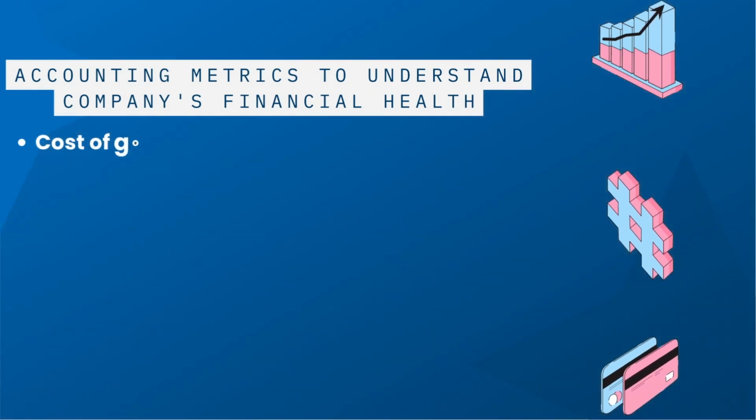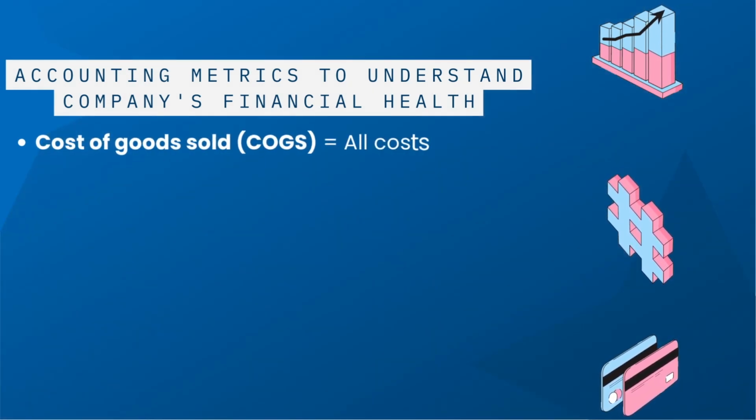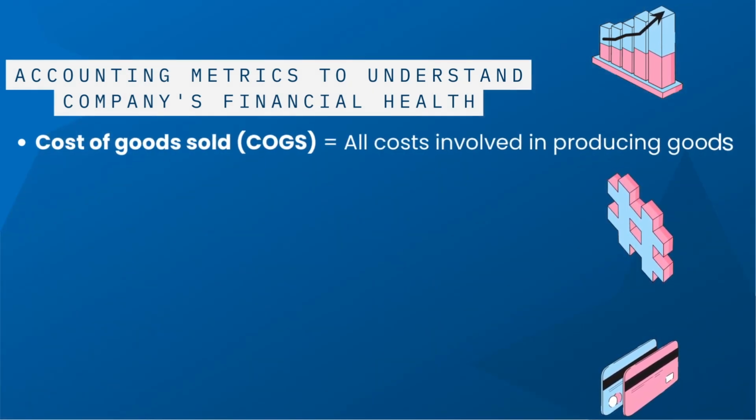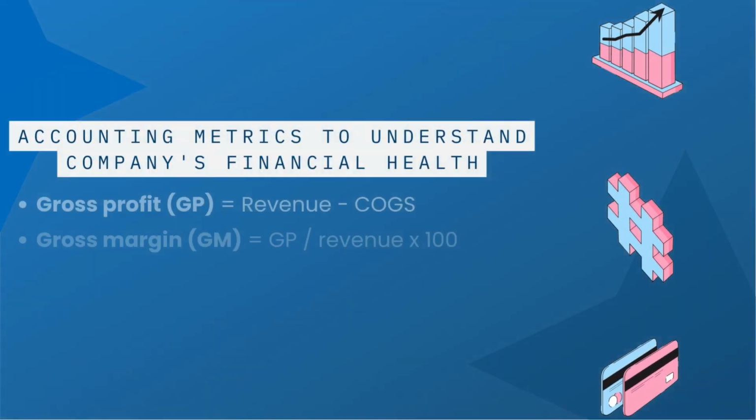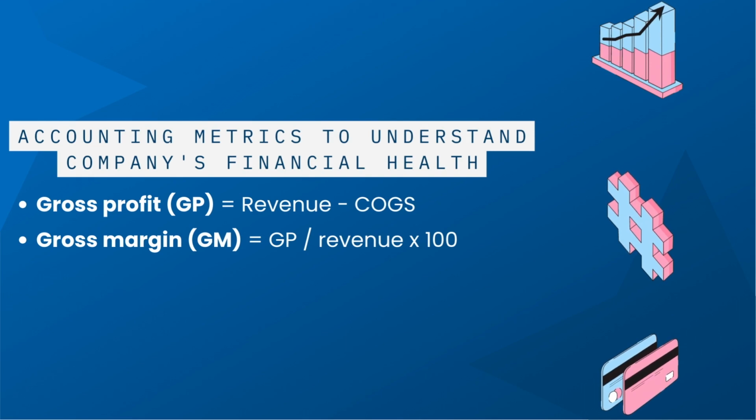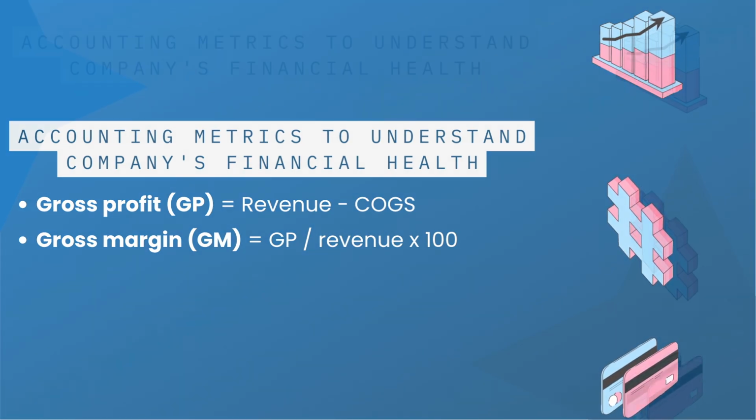Second is cost of goods sold. It includes all the cost that is involved in producing the goods. It may include raw material cost and labor cost. Gross profit is calculated by subtracting the cost of goods sold from revenue, while gross margin is nothing but the gross profit in terms of revenue percentage.